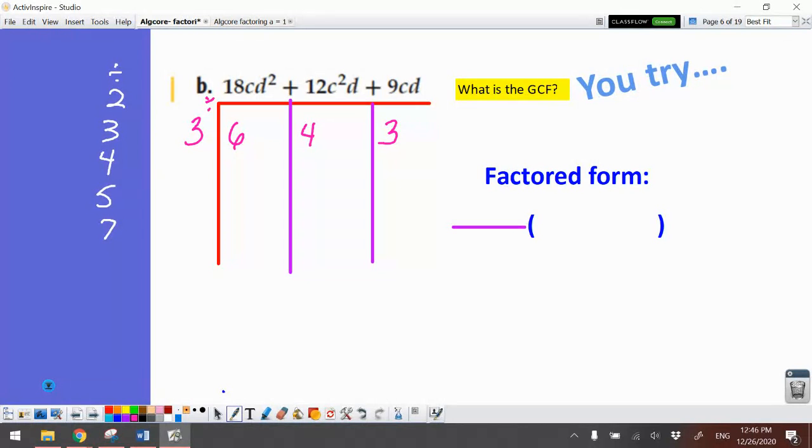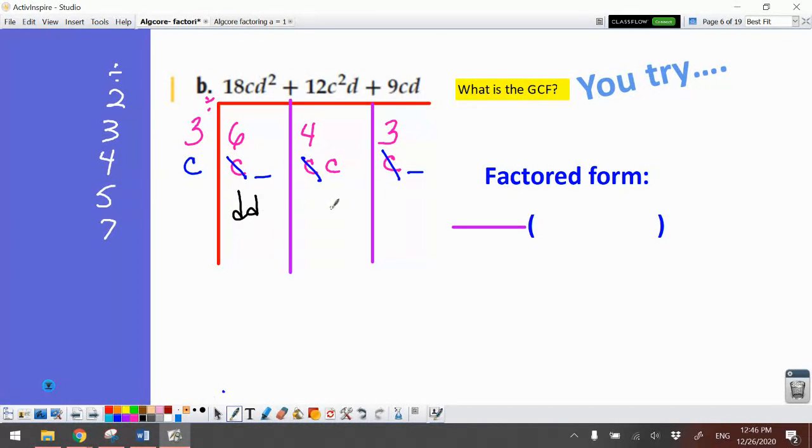Now, what I need to realize is that 3 is prime. Since 3 is a prime number, which means it has no other factors other than 1 and itself, I'm done. I cannot take out any more numbers at this point. So now I'm going to go ahead and write my C's. How many C's do they have in common? Let's start by taking out 1. If I take out 1 C, I can cross out a C in every single one. Can I take out any more C's? No, I can't because there are no C's left in these two. So I'm done. I took out 1 C.